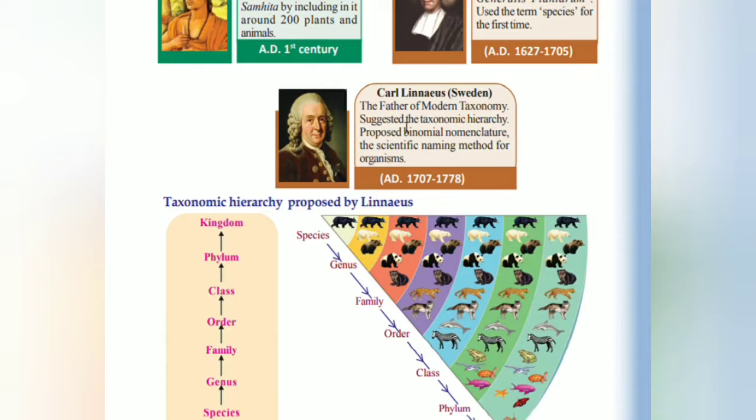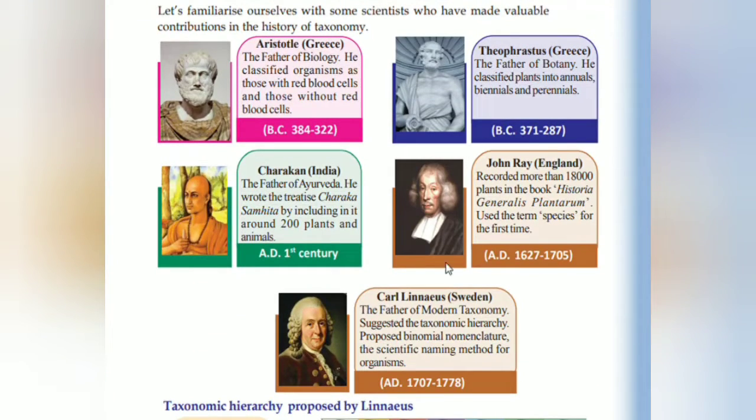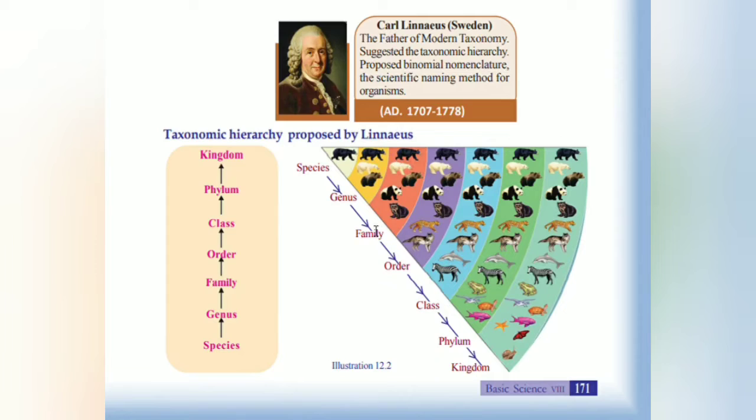Carl Linnaeus, the father of modern taxonomy. We have already said that Carl Linnaeus, who fixed it, is known as the father of taxonomy. The same is given here: the taxonomic hierarchy, binomial nomenclature, and the scientific naming method of organisms. Taxonomic hierarchy proposed by Linnaeus: species constitute genus, genus into family, then family classified into order, class, phylum, and then kingdom.